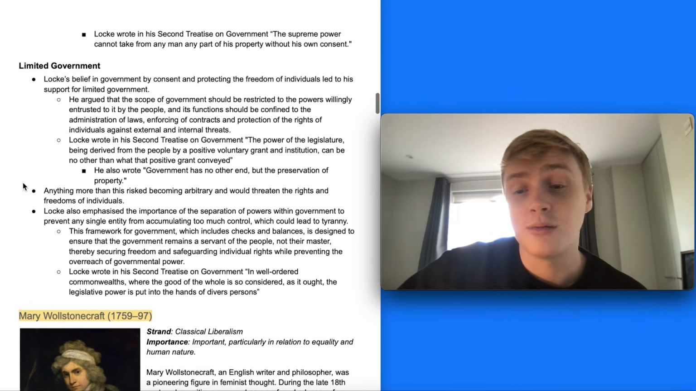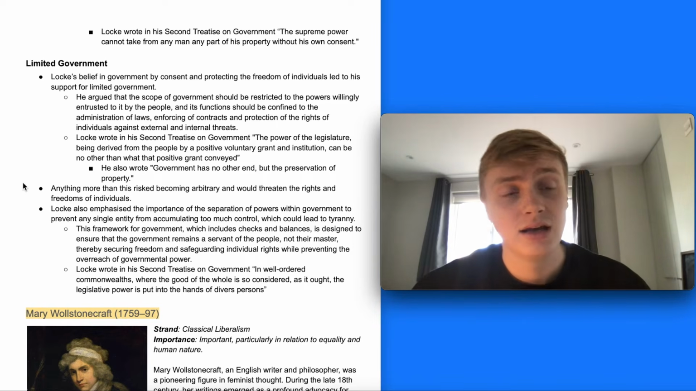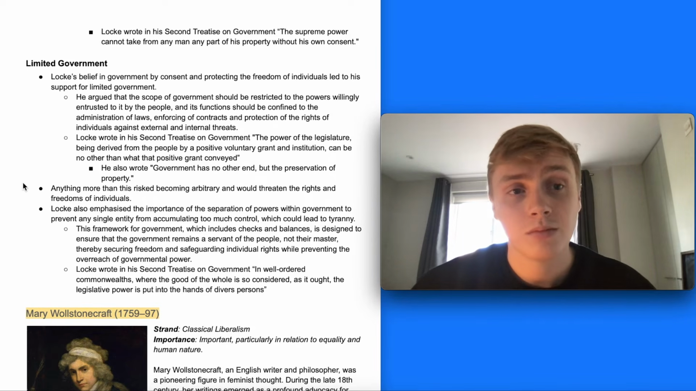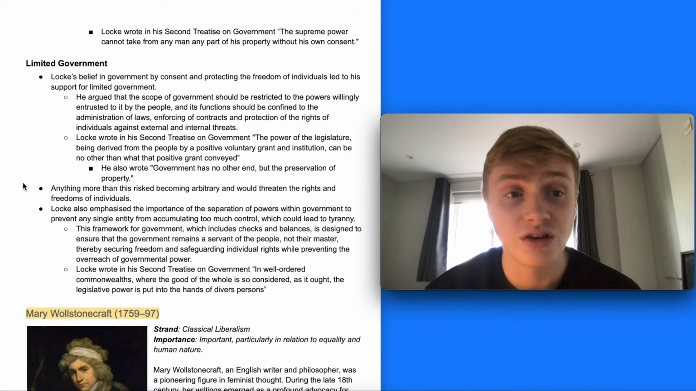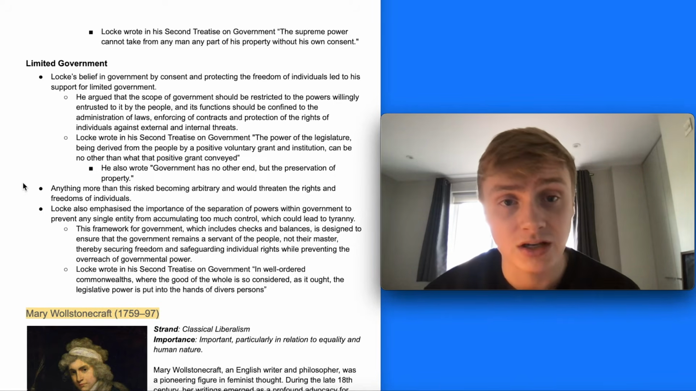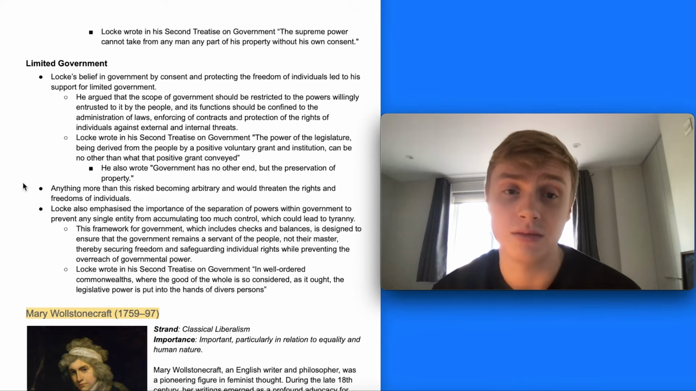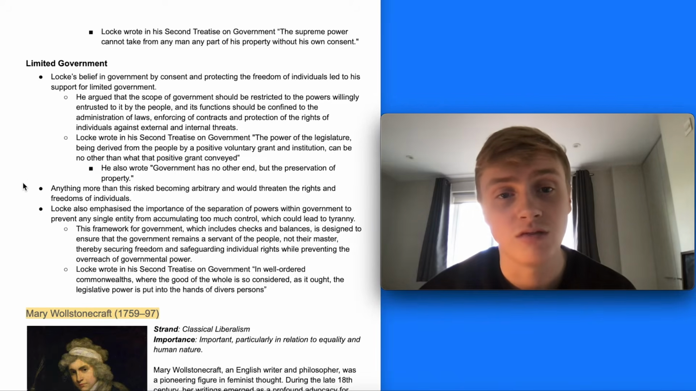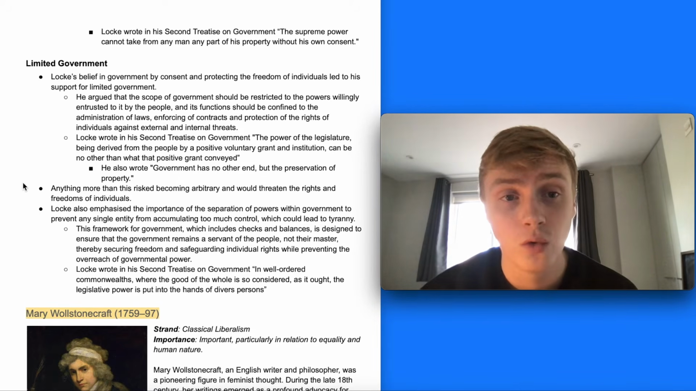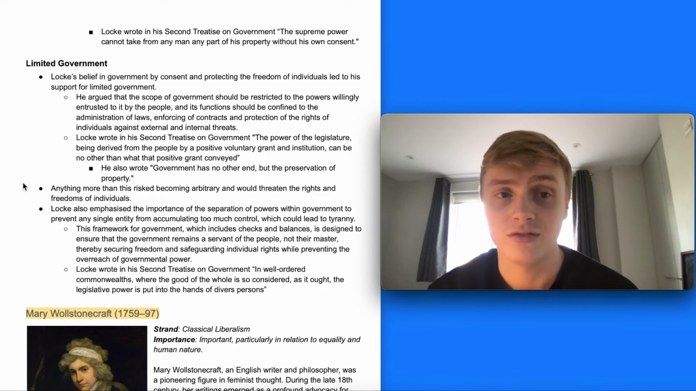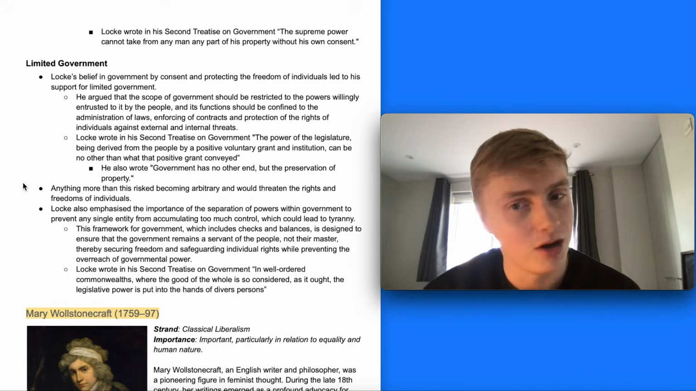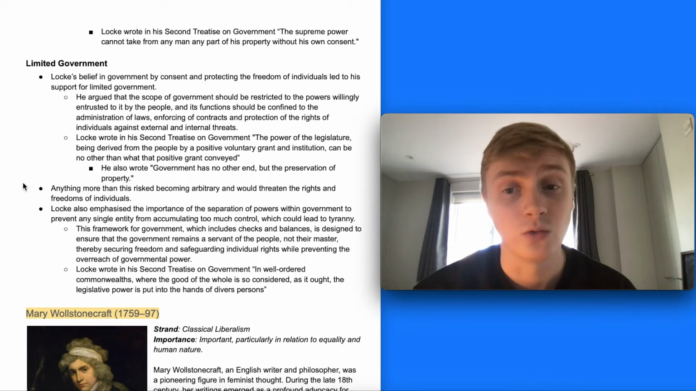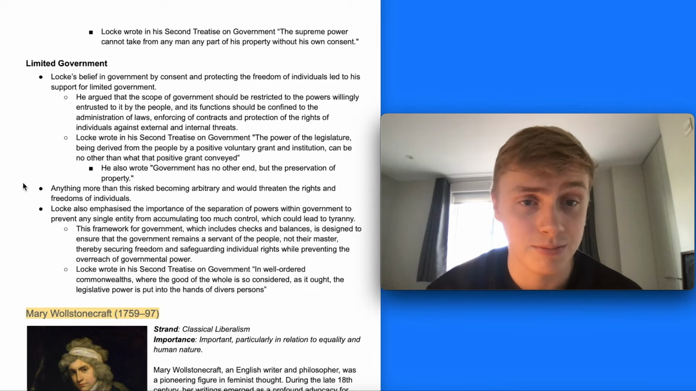Crucially, and it's very much linked to his belief in government by consent, he supported limited government. His belief in government by consent and protecting the freedom of individuals led to this support, and he argued that the scope of government should be restricted to the powers willingly entrusted to it by the people, and the functions of government should be confined to the administration of laws, enforcing contracts, and protection of the rights of individuals against external and internal threats. So limited, not much state intervention in the economy in order to prevent it threatening individual freedom.